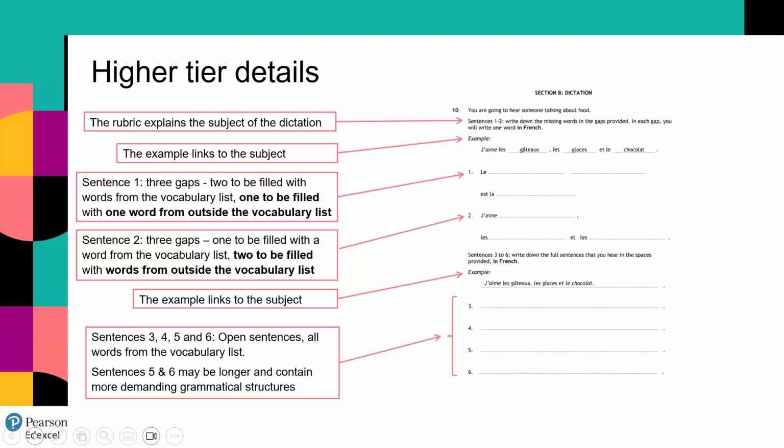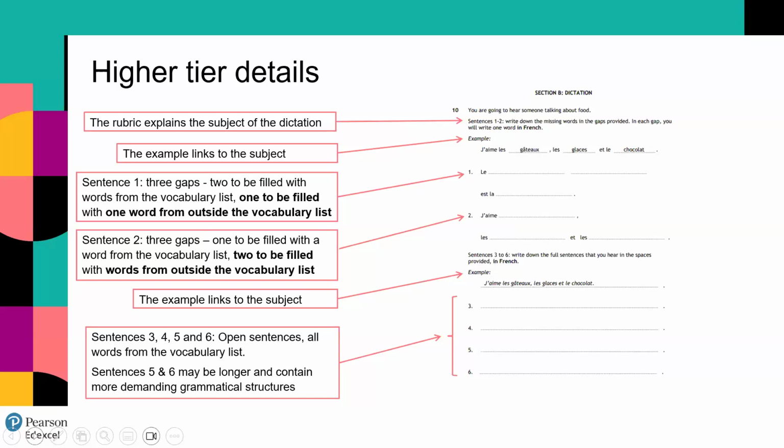Therefore, they've got to really listen. If there's a word they don't recognize, they don't need to panic. They've got to say, okay, I know that there's going to be one I've never seen, so I'm going to apply my knowledge of the sounds. And then in sentences 3, 4, 5, 6, full sentences.